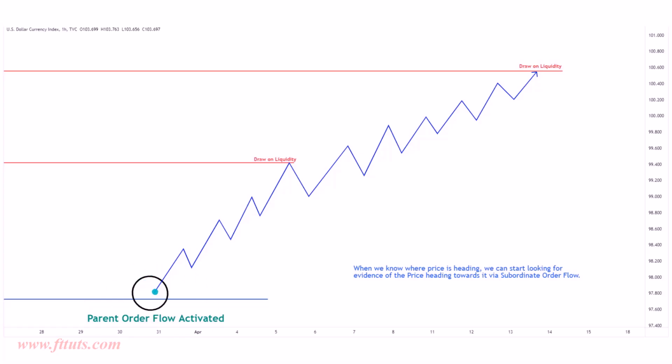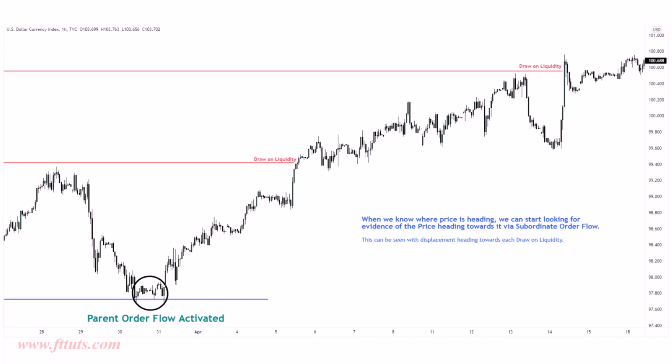So what does this look like? We could see displacement heading towards each draw on liquidity. So you have draw on liquidity here and draw on liquidity here. Check out how price is aggressive whilst heading towards it. You have impulse here, impulse here, impulse here, and impulse here. Each of these legs have imbalances, hence the displacement.